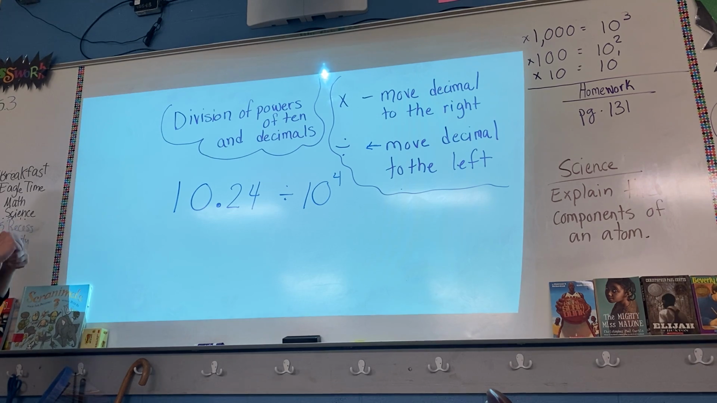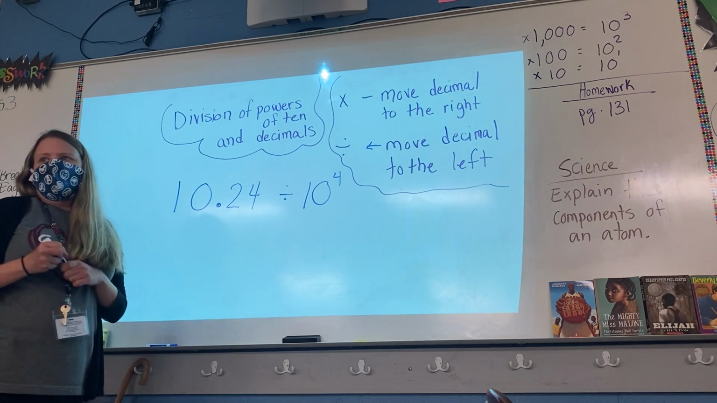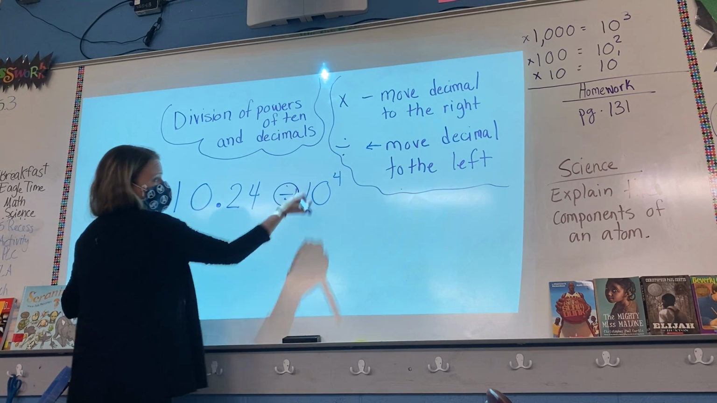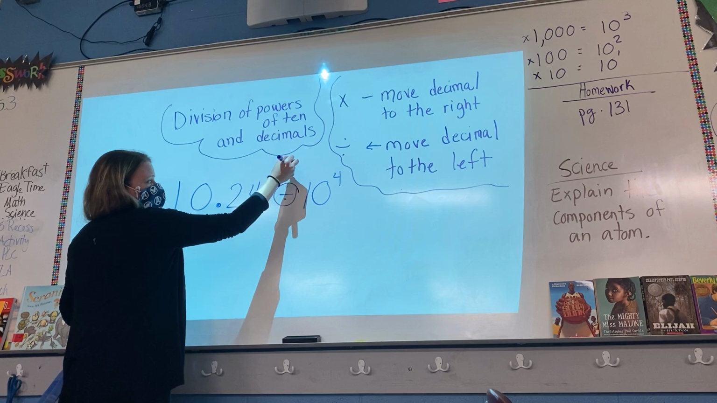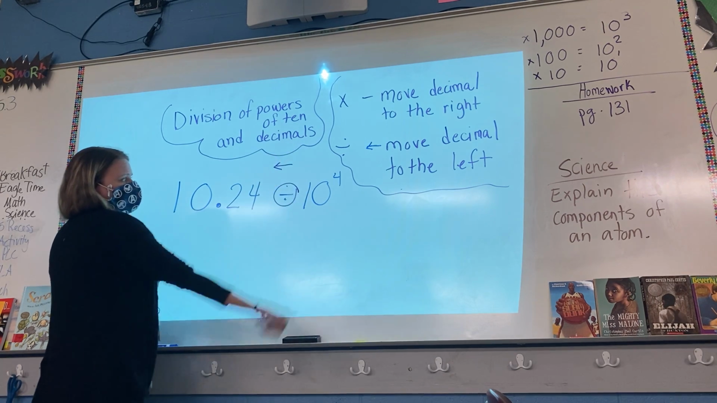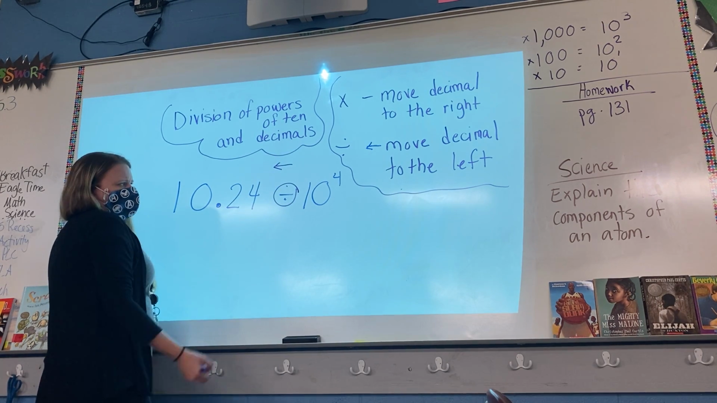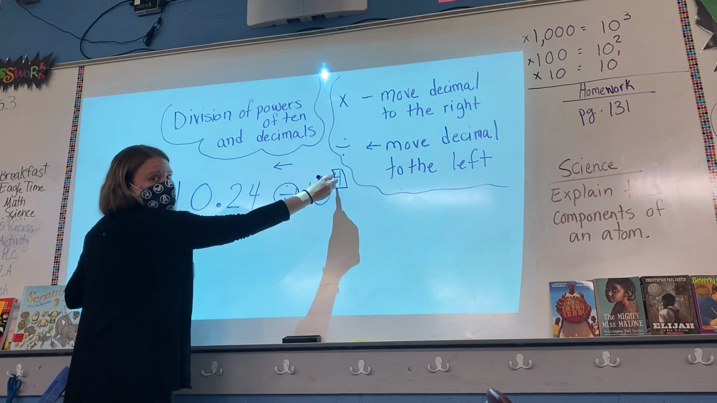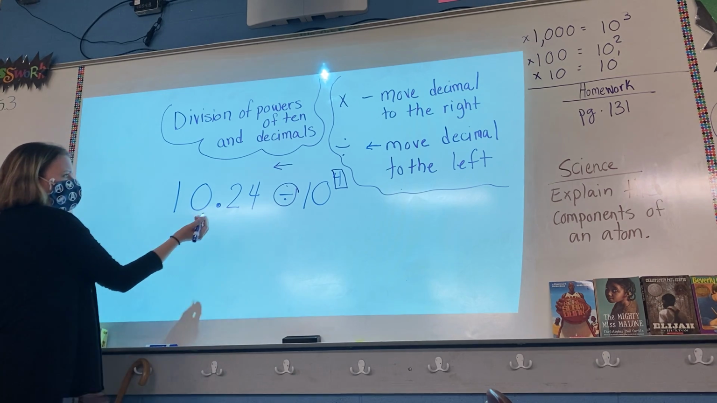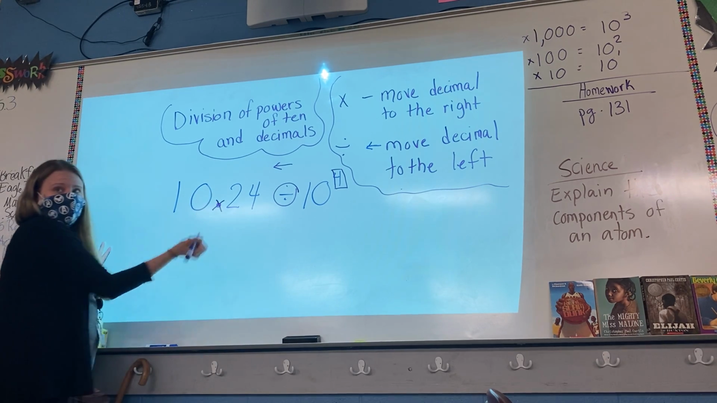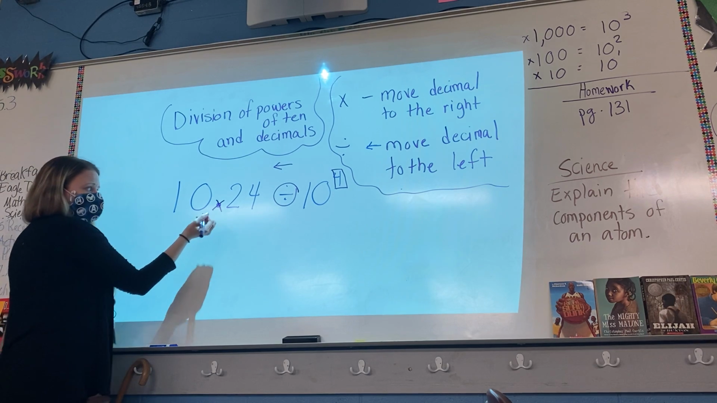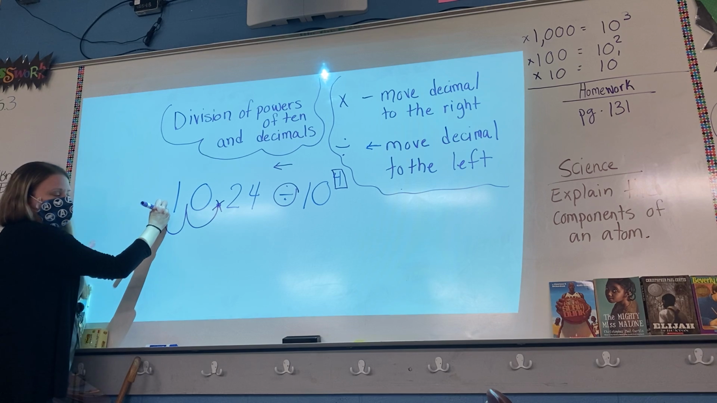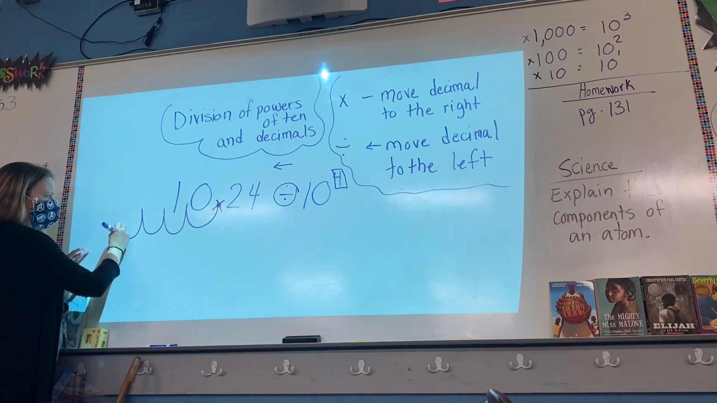Okay, let's mark this up. First of all, am I going to multiply or divide? I'm going to divide. So I need to move my decimal to the left. And then how many places to the left? 4. So I'm going to remove my decimal from right there. And here he goes. 1, 2, 3, 4.